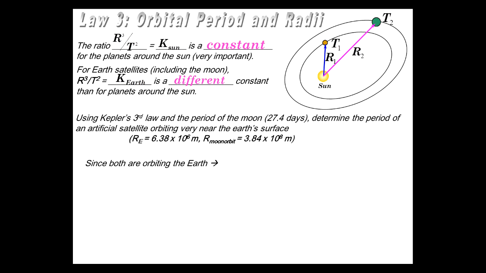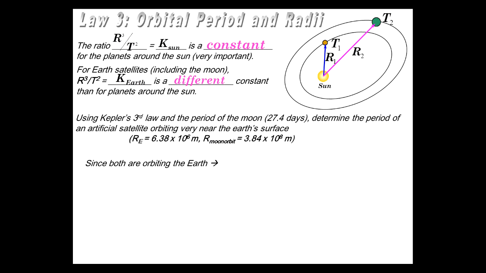So let me model for you how to use this relationship to solve planetary problems or orbital problems, like this one. So we'll use Kepler's third law. The period of the moon is 27.4 days. Let's determine the period of an artificial satellite orbiting very near the Earth's surface. So basically what we're going to get out of this is the period of orbit right at the surface of the Earth. Now the radius of Earth is given here. The moon's orbital radius is given here.